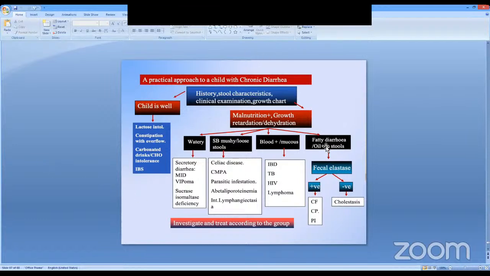If there is fatty diarrhea or oil in the stool, then you do fecal elastase. If fecal elastase is low, it is because of either cystic fibrosis, chronic pancreatitis, and protein losing conditions. And if the fecal elastase is normal, it is cholestasis. And depending upon this, we can restrict our investigation and we can pinpoint our diagnosis.